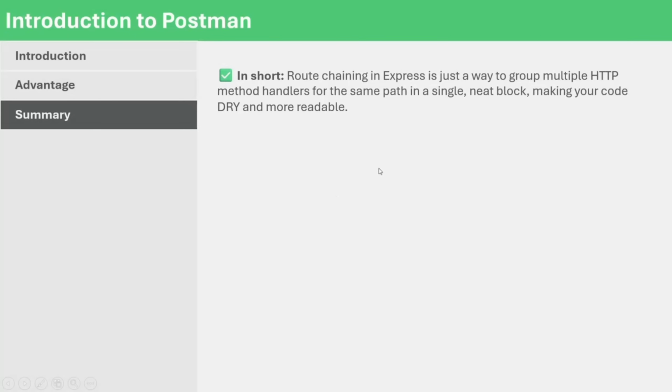All right. So to summarize, route chaining in Express is just a way to group multiple HTTP method handlers for the same path in a single neat block, making your code DRY. That means your code is not repeating itself and it is more readable.